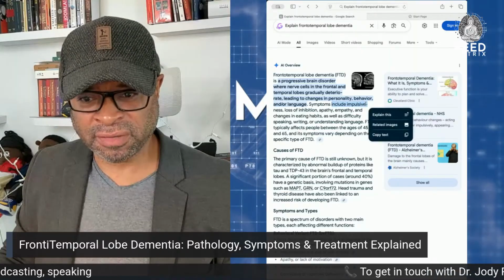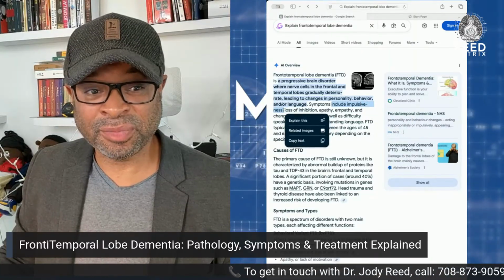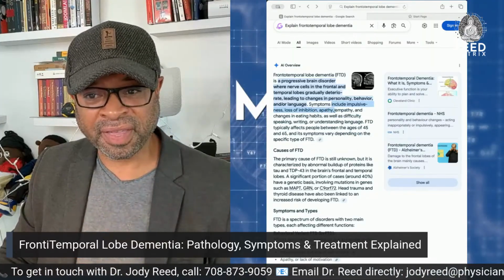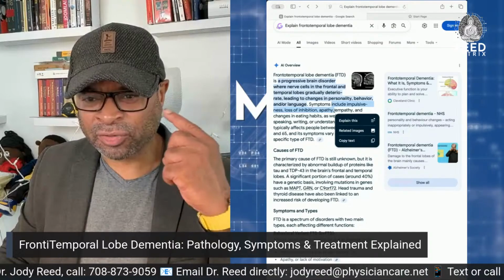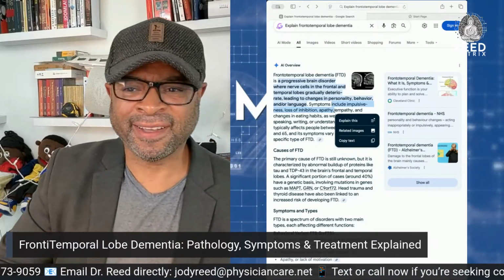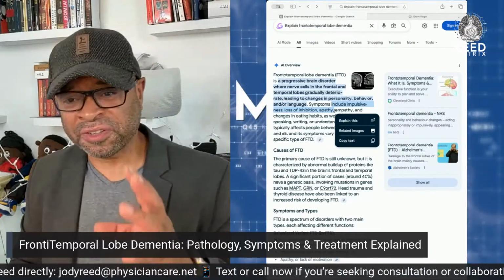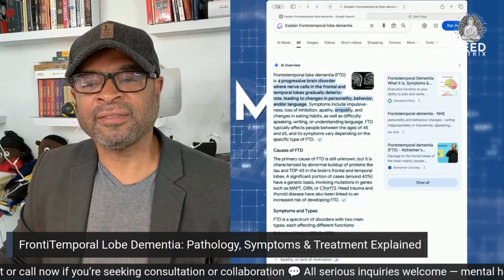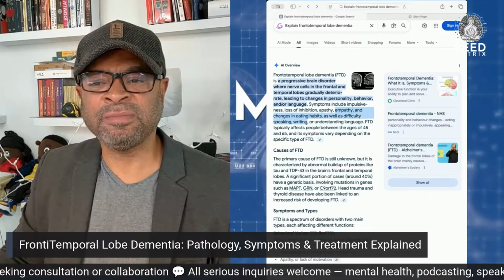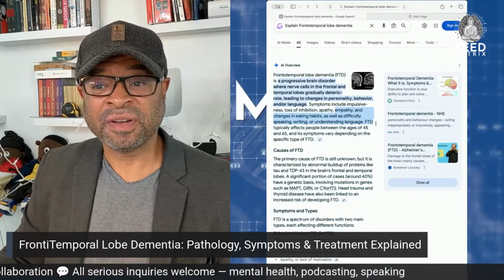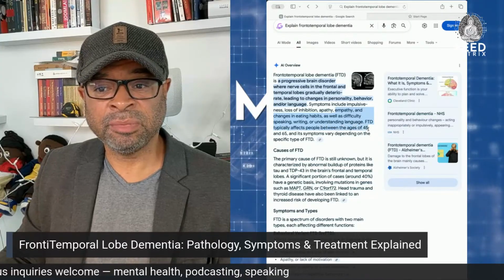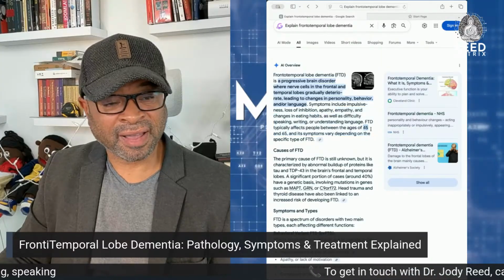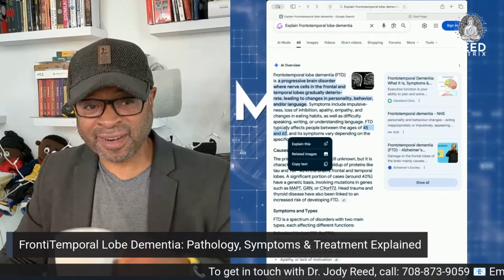Symptoms include impulsiveness, remember, frontal lobe failure, loss of inhibition, frontal lobe failure, apathy. That's in the deeper brain structures, such as around the basal ganglia. Apathy can also be considered a separate disorder in and of itself. We'll get to that when I review apathy. Empathy, right? Changes in eating habits, difficulty speaking and writing. Remember the language. Frontotemporal lobe dementia typically affects people between the ages of 45 and 65. It's relatively young, right?